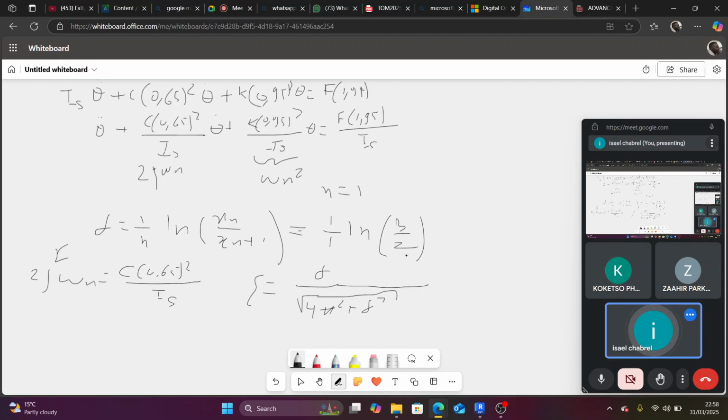So what does that mean? The value of logarithmic decrement that you got here, you substitute here, you get zeta. They are constant, they are unitless. You don't have to worry about the unit. Then you can get C. If you get zeta, you can get C. Okay, do you see it correct?